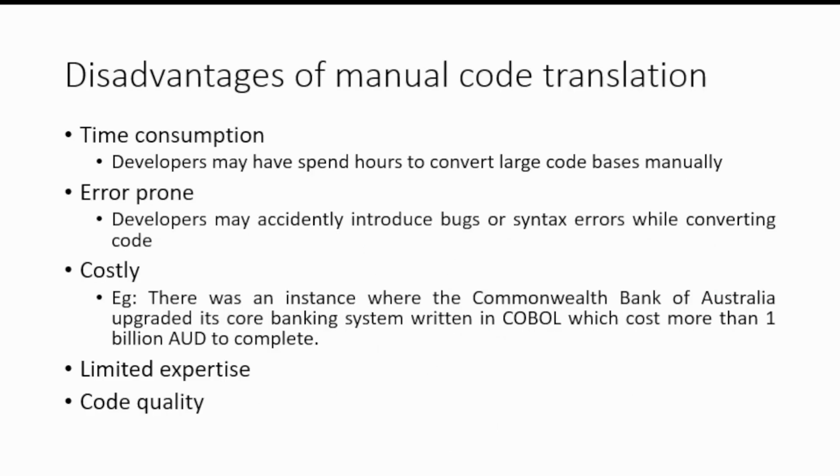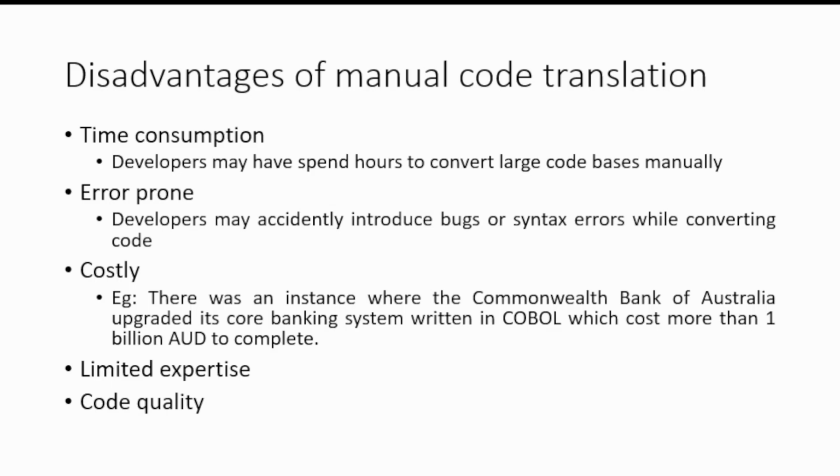On translating one code base written in one programming language to another, there are several disadvantages which come up when the developers are doing this task in a manual way. One is time consumption is high. Developers may have to spend hours to convert a large code base manually. And this is error prone. Developers may accidentally introduce bugs or syntax errors while converting code, and this is costly.